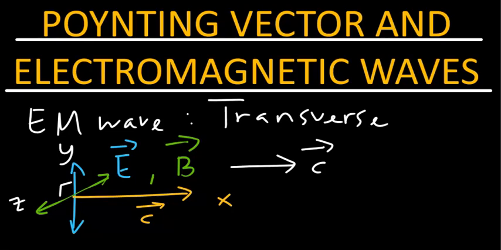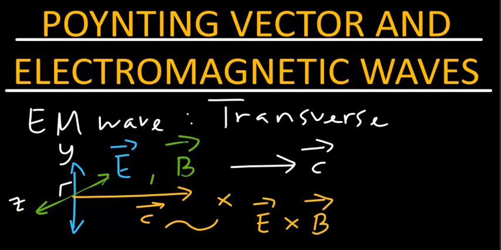If the electric field vector is along the positive y-axis, the magnetic field will point along the positive z-axis. When the electric field reverses and points along the negative y-axis, the magnetic field will reverse and point along the negative z-axis. So this maintains the direction of propagation of the wave along the x-axis. What that means is the direction of propagation is parallel to the direction of E cross B.